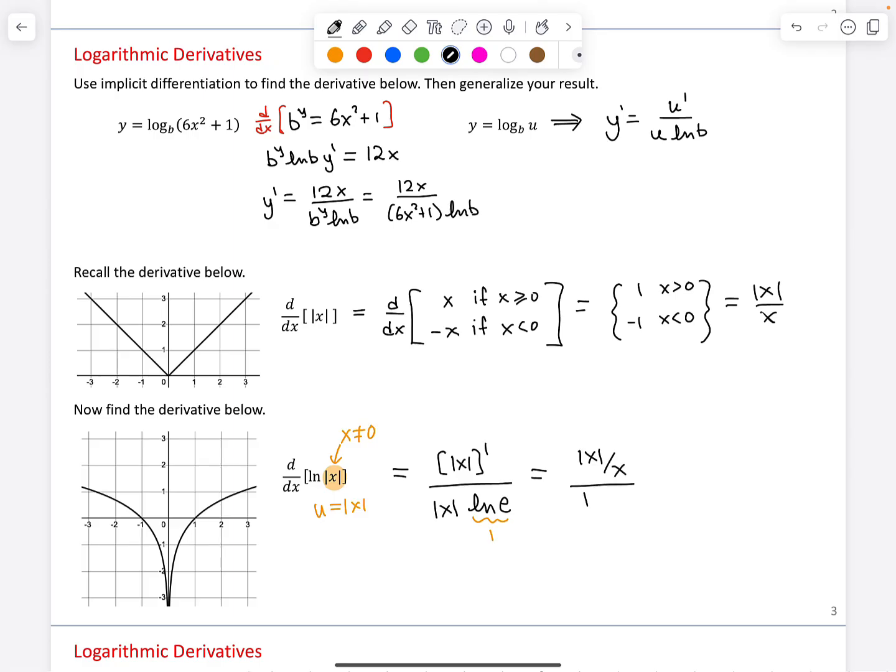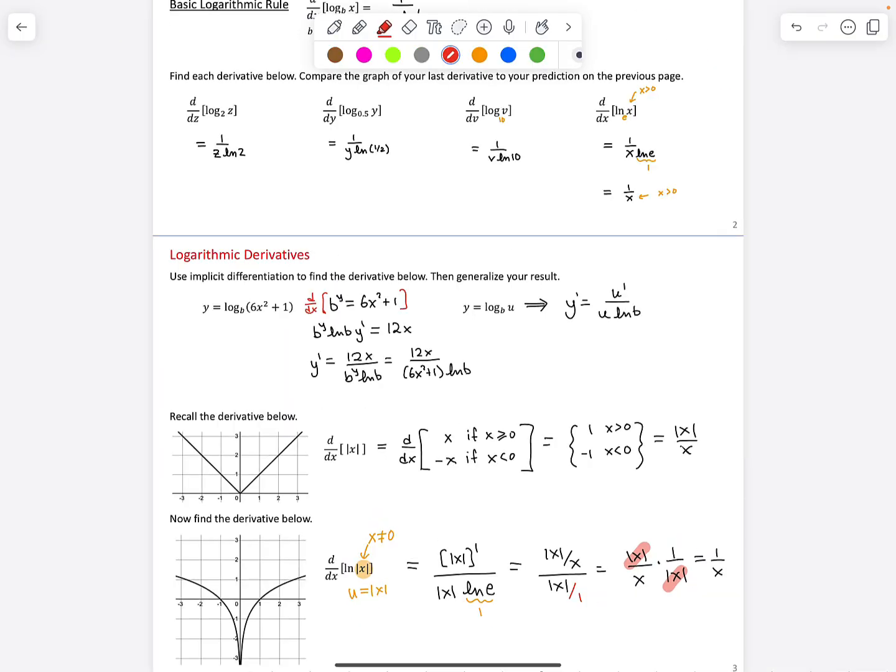And now we have to divide by absolute value of x. We're going to invert and multiply. Think of this absolute value of x in the denominator being over a 1. So we're going to multiply instead by 1 over absolute value of x. And then observe we get cancellation of these absolute values of x. And so in the end, the derivative is just 1 over x again. We'll compare that to the prior page. We said the derivative of natural log of x was also just 1 over x.